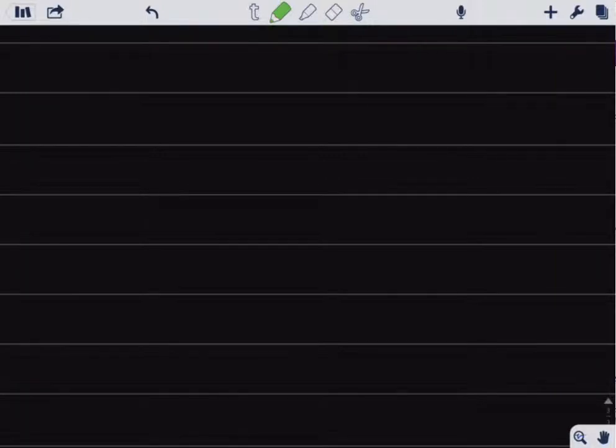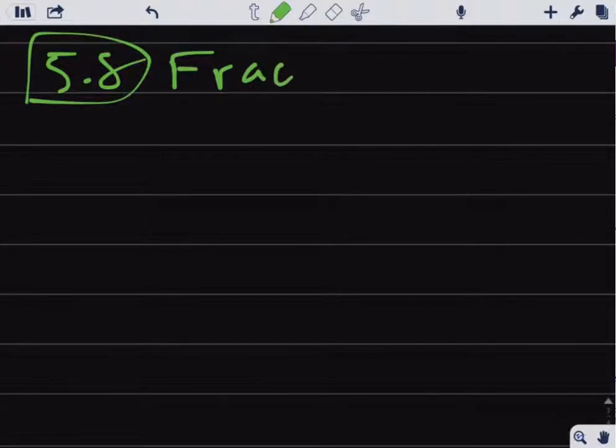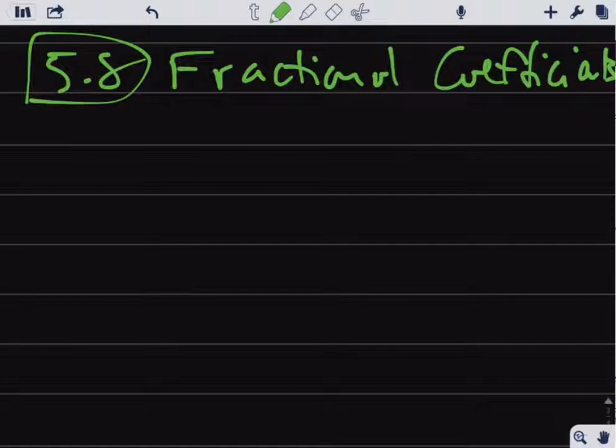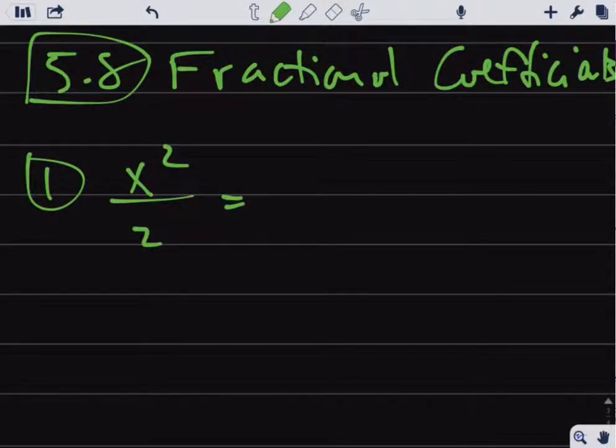Okay, this is the beginning of 5.8. 5.8 deals with fractional coefficients. We're doing problem solving, fractional coefficients. So I'm going to do a couple problems of the two different types you'll see. The first, our objective here is to solve equations and inequalities having fractional coefficients. First problem, do x squared over 2 equals 2x over 15 plus 1 over 10.